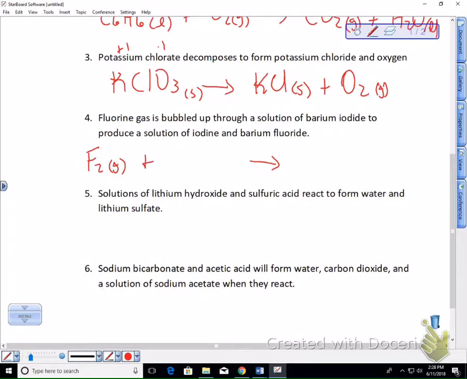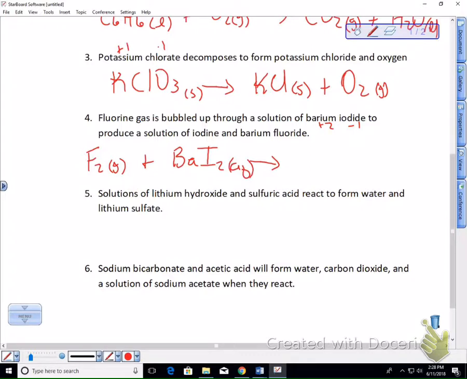Barium iodide is ionic. Barium is +2. Iodide is -1. I hope you remember where I'm getting these charges from. If you don't, come ask me really quick. This is very important for this unit. So the formula would be BaI2, and since it's a solution, it's aqueous.